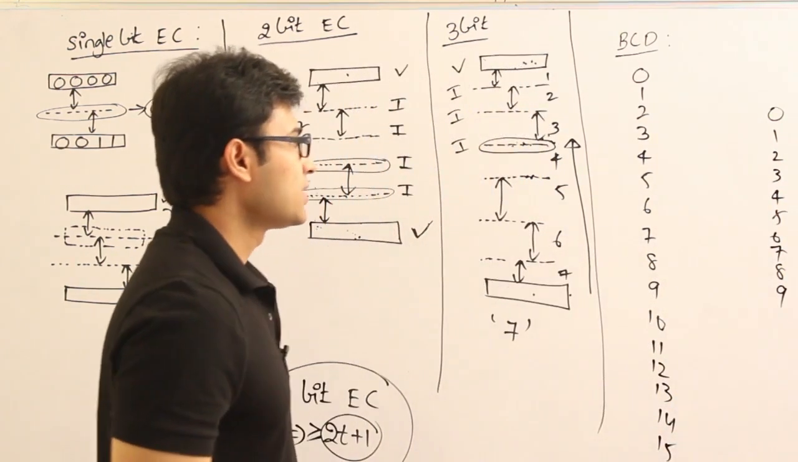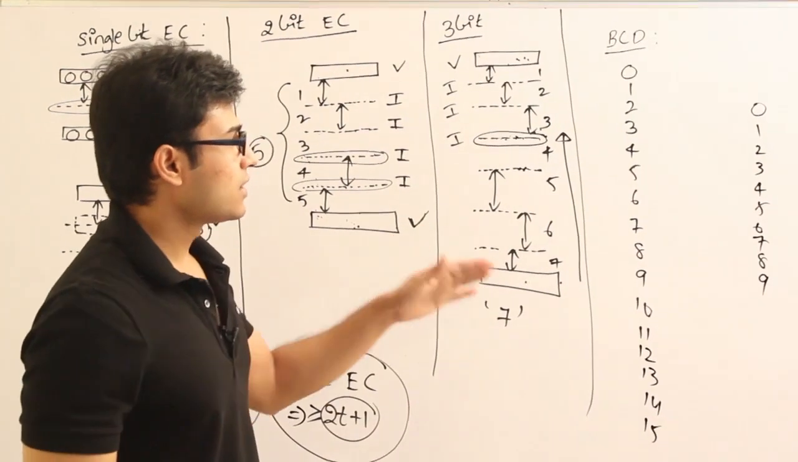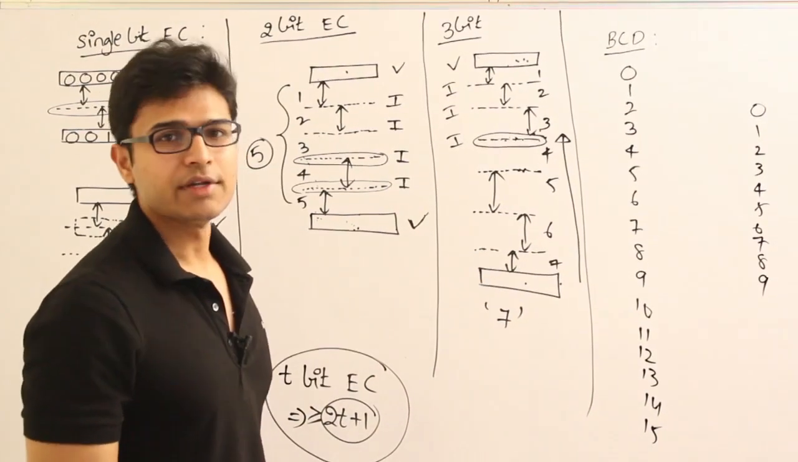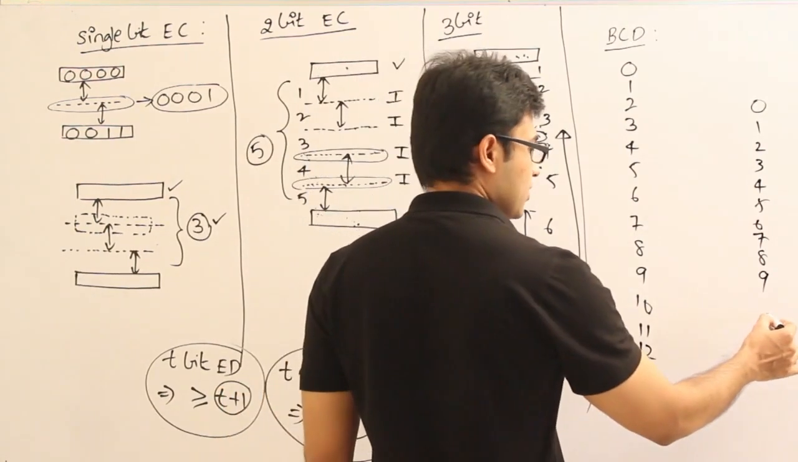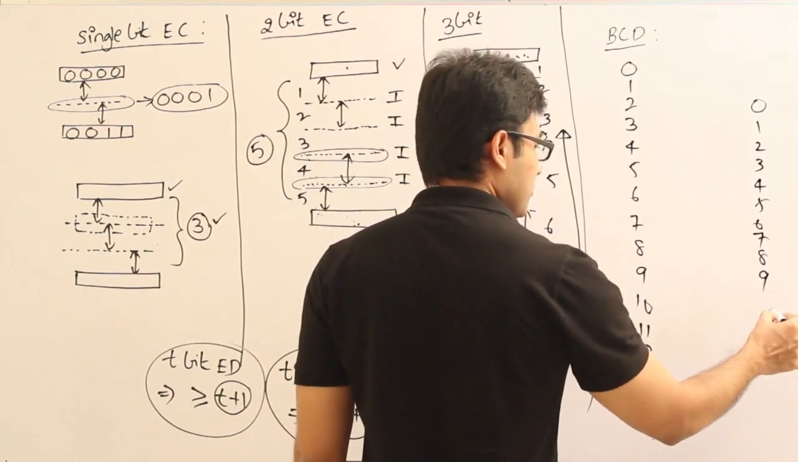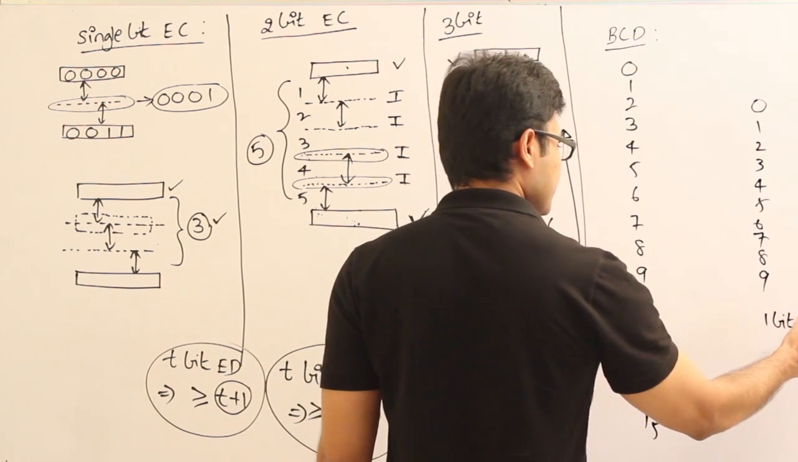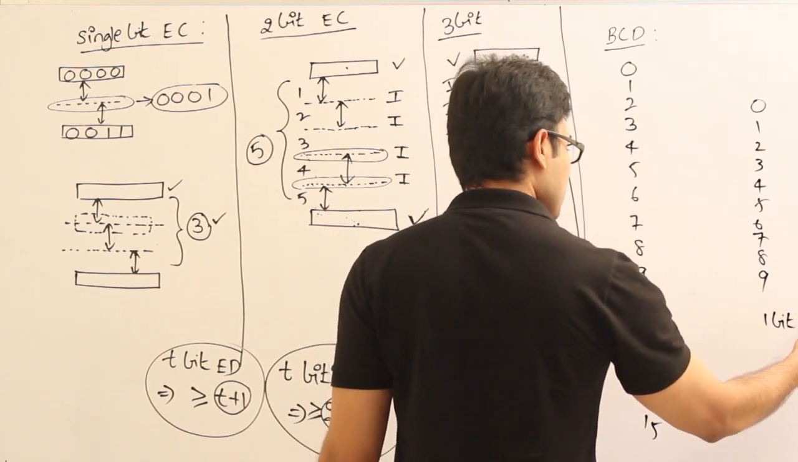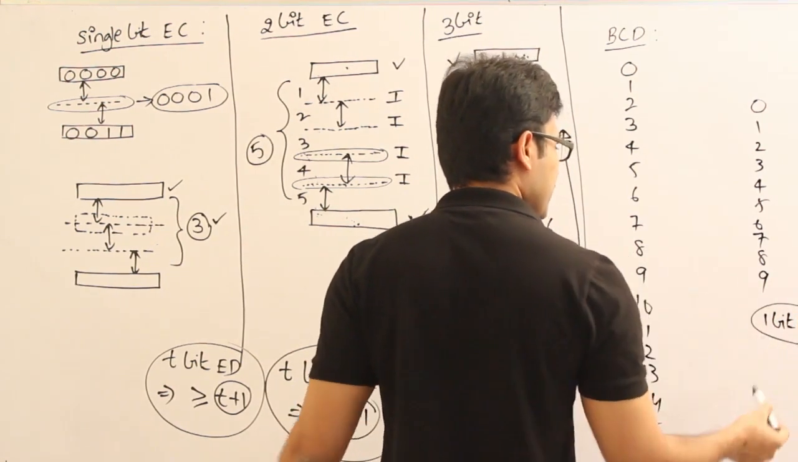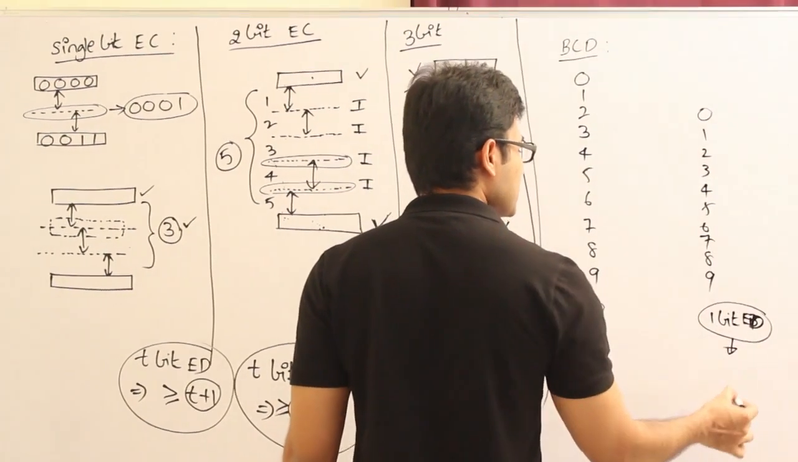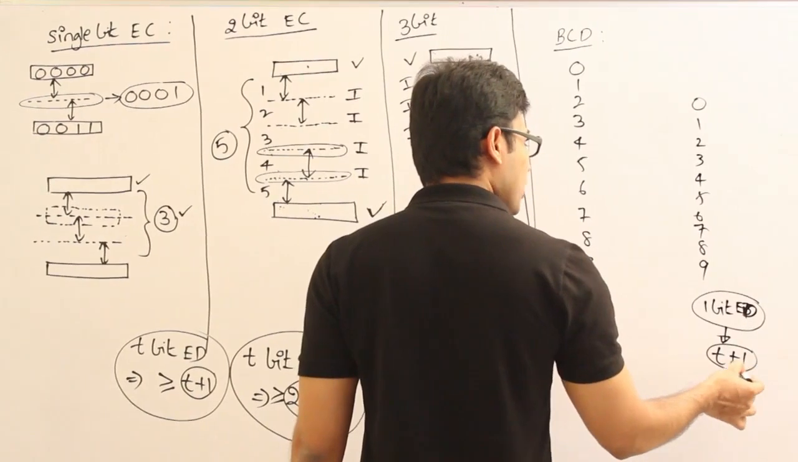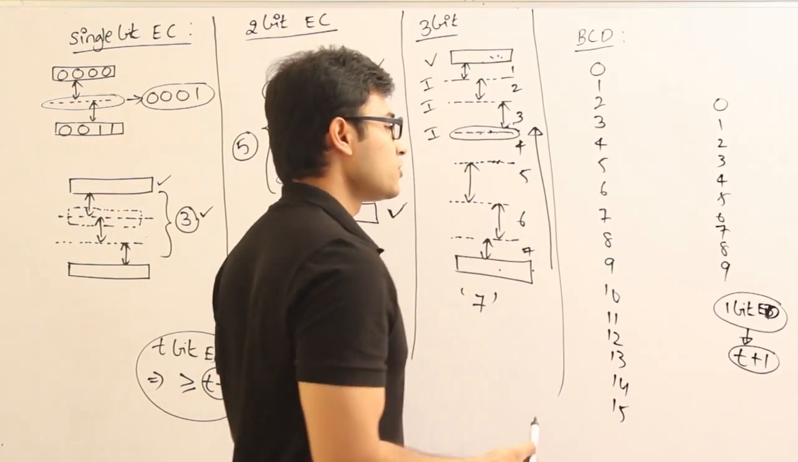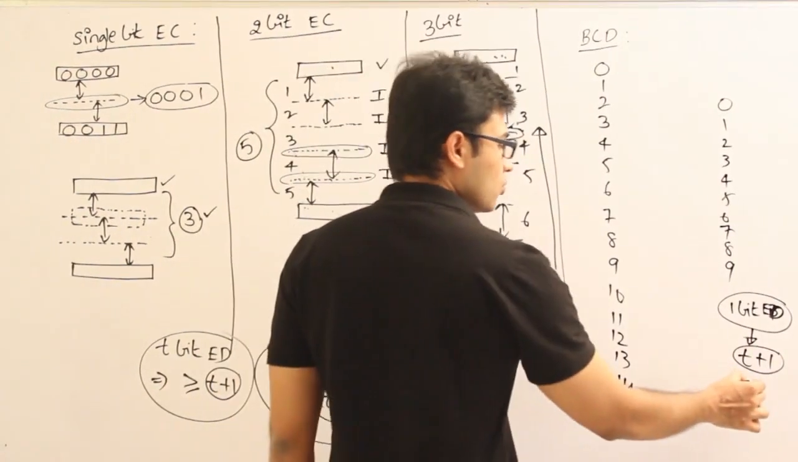Now the problem is, if it has to have error detecting or error correcting capabilities, let us say error detecting capability of 1-bit error detection, right? Now we just told you that if you have to have 1-bit error detection, the minimum distance between two codes should be greater than or equal to t plus 1. So what does it mean? The minimum distance between two codes should be at least 2, right?